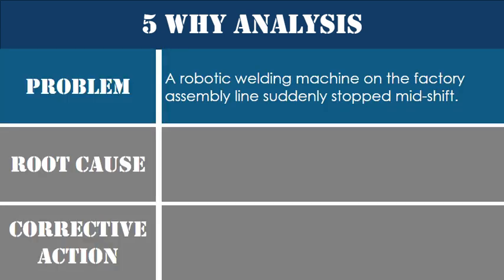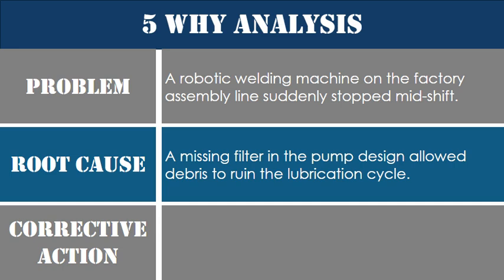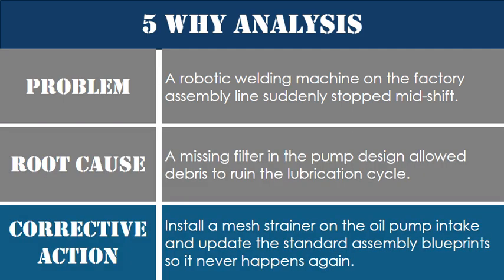So for the problem of the robotic welding machine on the factory assembly line suddenly stopping mid-shift, the root cause is a missing filter in the pump design that allowed debris to ruin the lubrication cycle. And the corrective action is to install a mesh strainer on the oil pump intake and update the standard assembly blueprints so it never happens again.